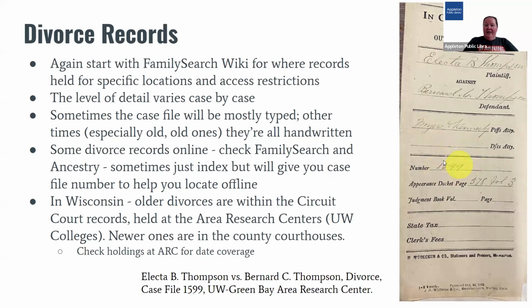So like this one, I know the file number is 1599. So when I went to the UW Green Bay archives, I knew that from looking at a different index, that was the case number I was looking for. So in Wisconsin, our older divorces are usually going to be within those circuit court records, and those are going to be held at the area research centers, which are at UW colleges all around the state, depending on what county it was in. So this one, for example, was in Outagamie County. So I know by looking at the map of all the different UW archives that Outagamie County records are held at UW Green Bay. So that's where I had to go to get this case.